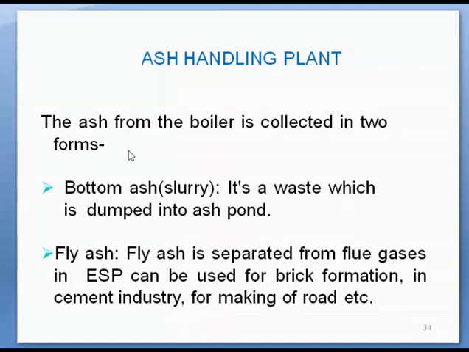The ash from the boiler is collected in two forms. One is bottom ash. It is the waste which is dumped into the ash pond. The bottom ash is mixed with water, forms a slurry, and finally is sent to the ash pond. Then there is fly ash, which goes with the flue gas, and is separated from the flue gas in the electrostatic precipitator, and can be used for other purposes such as brick formation, in the cement industry, or making of roads, etc.